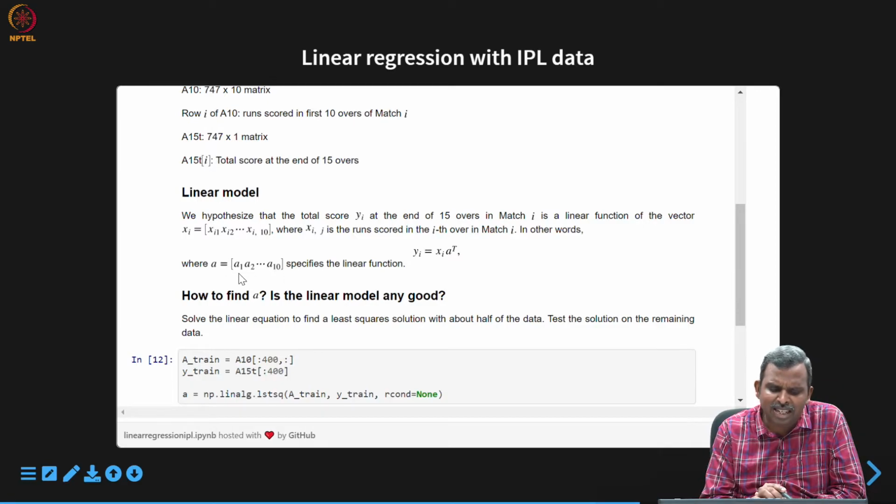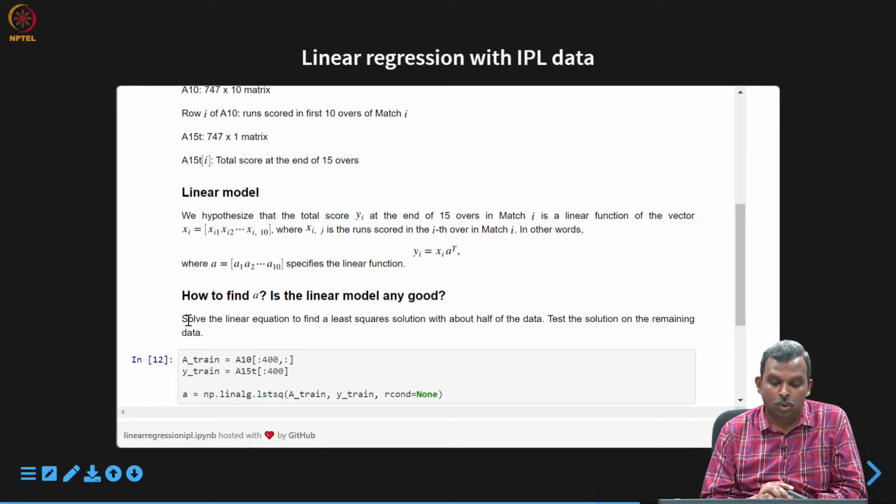I don't know what the A's are, okay? So in any machine learning problem, typically you try to find these A's, okay? I have to now use the data that I have, this 747 data that I've collected, and then I try to find the value of A, okay? So what is the idea? So we will solve the linear equation, okay? So this gives you equations, right? We will do that with about half of the data, okay? I don't want to use all the data. So this is very typical in machine learning. This is how you work.